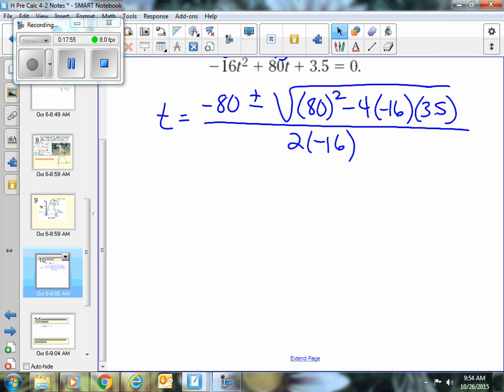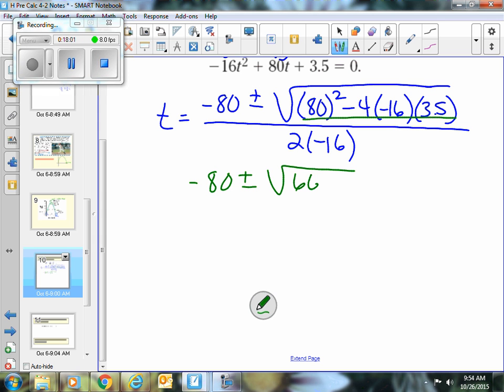Okay, pause the video. I want you to figure out a number for this discriminant underneath. All right, so you should have gotten 6624. And we're going to go from here.